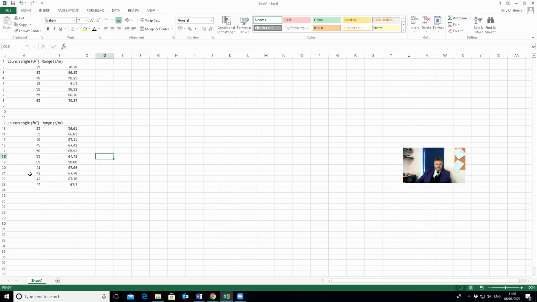So I've got my readings at 1 degree intervals between 40 and 45 degrees, and that gives me a better set of results. That gives me a set of results where I've taken more readings at the area that I'm actually really interested in.